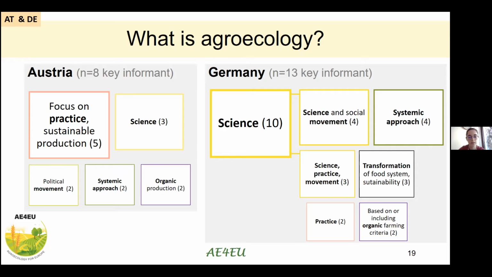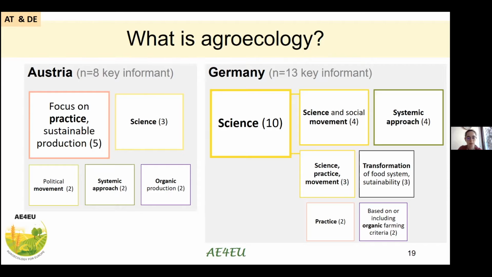Then there were only 3 key informants in Germany who also talked about the intrinsic property of agroecology as a transformative process of food systems. And finally, in both countries, key informants defined the concept as a systemic approach, taking into account the complexity and levels of the whole food system.